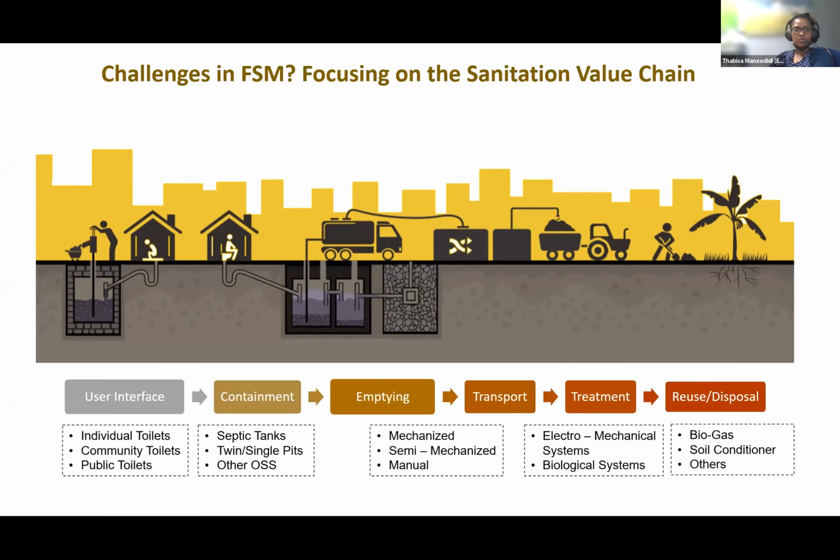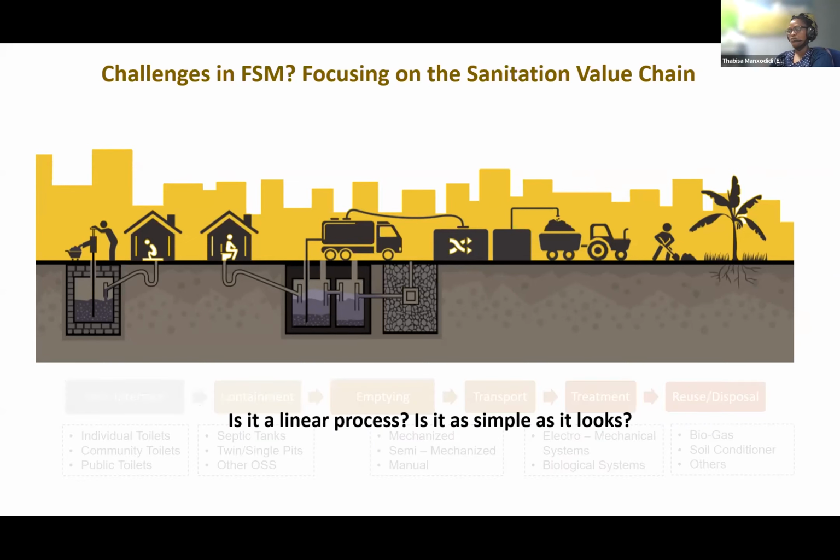Okay, I'm not going to take a lot of time on this one because I think Eva has given us an indication of that. But what I'm saying here is that, okay, challenges in FSM, basically focusing on the sanitation value chain from the interface, containment, emptying, transport, as we all know. So those are the things that one needs to uncover and understand in that value chain. What are the things that I must look at at an interface, at an individual side of things? So at the containment, the septic tanks, and so forth.